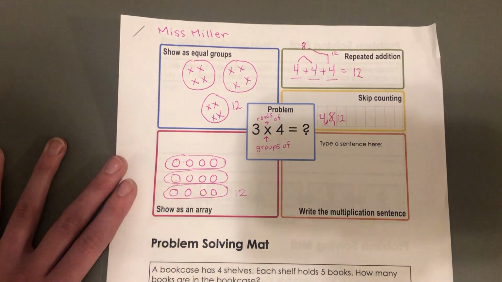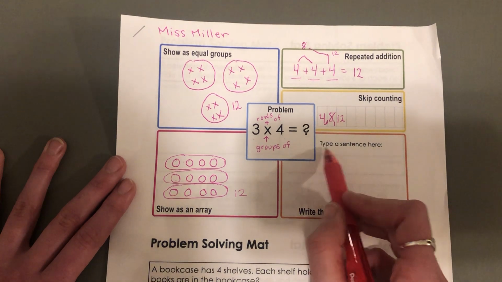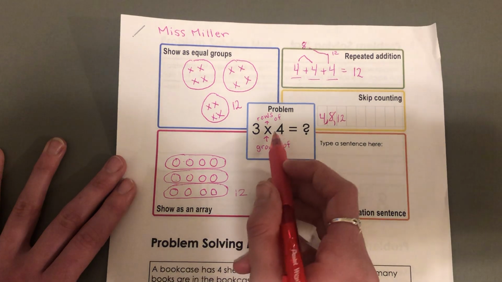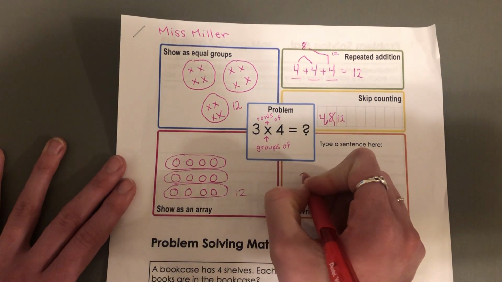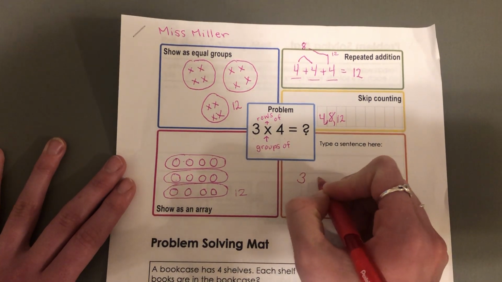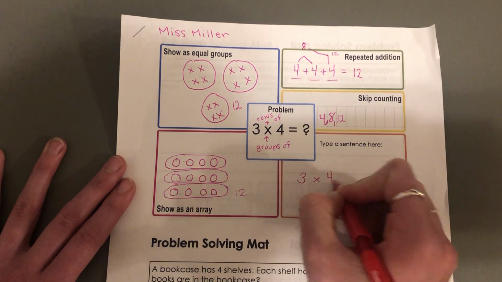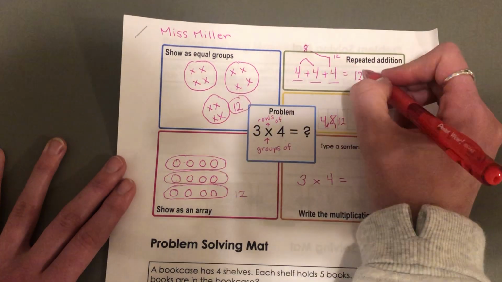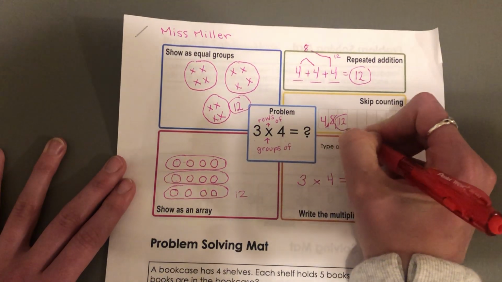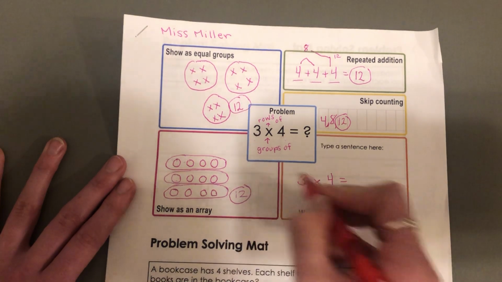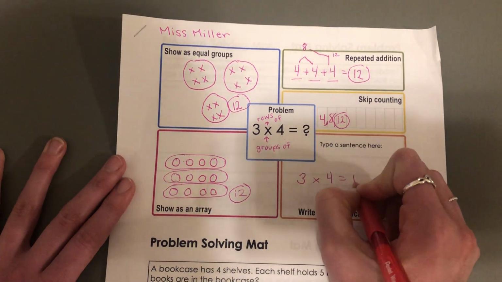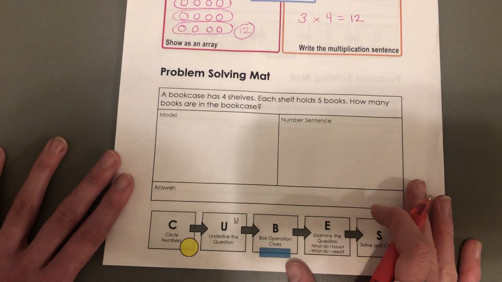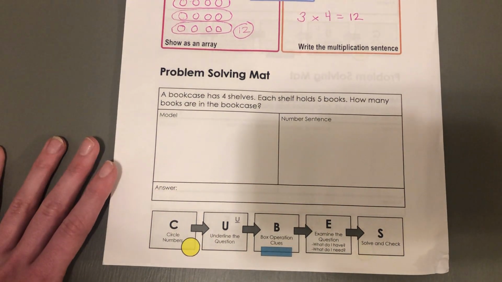Let's double check one more time. So here it says write the multiplication sentence. So now I'm going to take my sentence up here. I've got the problem 3 times 4. And we know that we got 12, 12, 12, and 12. So 3 times 4 equals 12. All right, now we're going to go to the problem underneath, and let's take a look at a word problem.